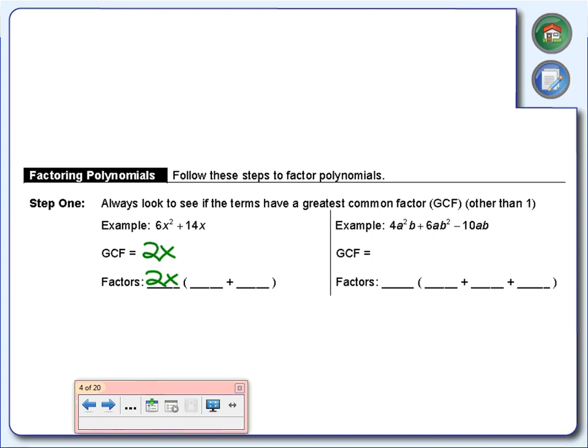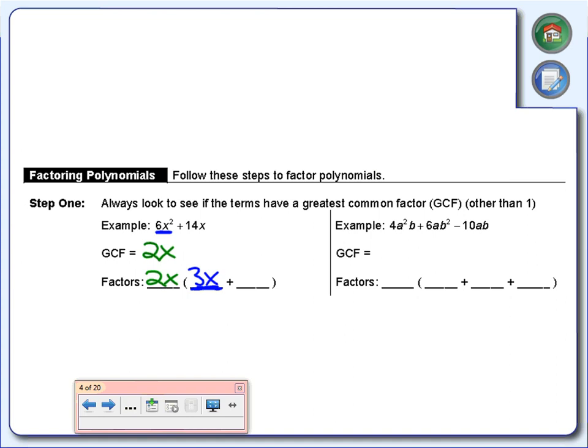So that's going to go outside my parentheses. That's one of the factors. You're halfway there. What we need to do is find the other factor. What goes in the parentheses over here? Here's how we're going to do that. This 2x, I need to multiply it by something to get this 6x squared. Question is, what is it? 2x times a what will give me 6x squared? 3x, you got it.